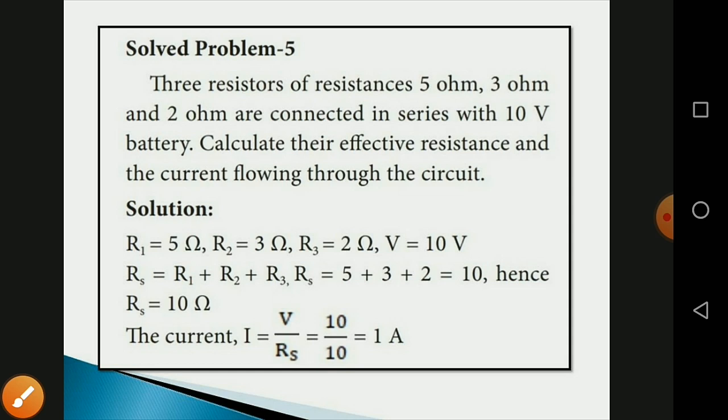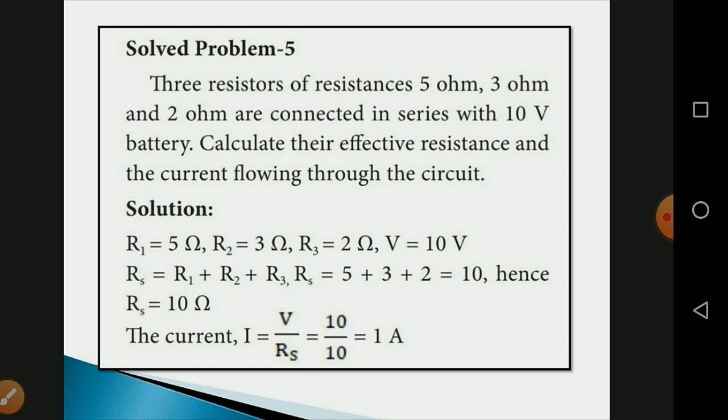RS is equal to R1 plus R2 plus R3. So RS is equal to 5 plus 3 plus 2. R1 is equal to 5, R2 is equal to 3 and R3 is equal to 2. So the sum of the resistances is equal to 10 ohm.